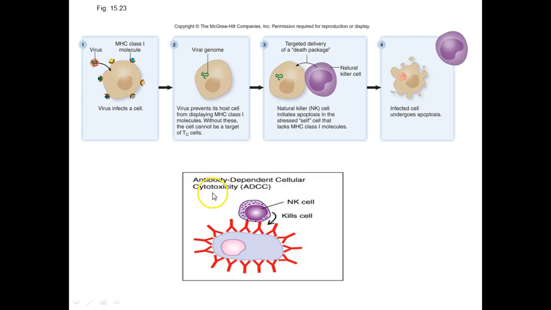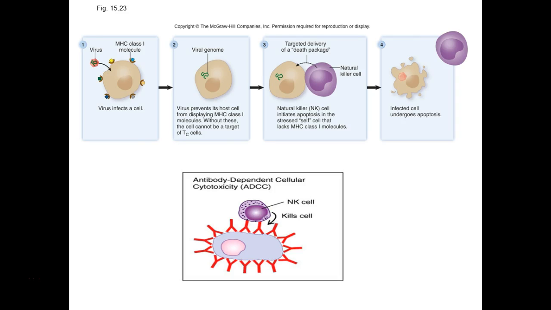Antibody-dependent cellular cytotoxicity. Abbreviated ADCC. Right, the Fc region is this portion of the antibody that sticks out, right? And so some of our cells have receptors for that part of the antibody, and they're going to grab onto it. And that's how it's able to recognize what's going on.